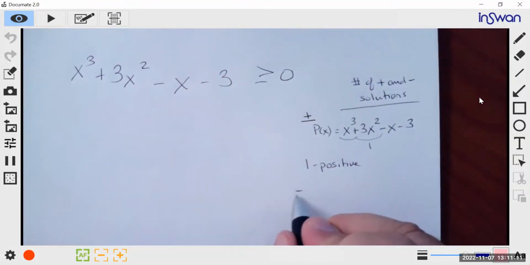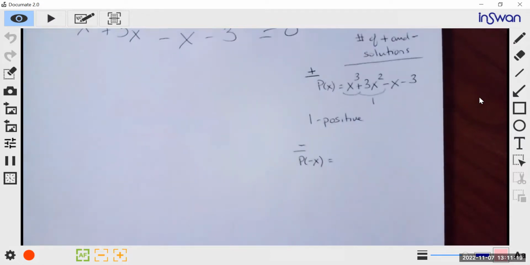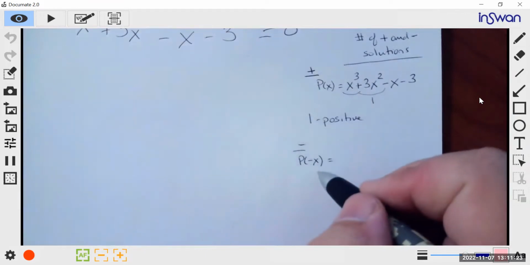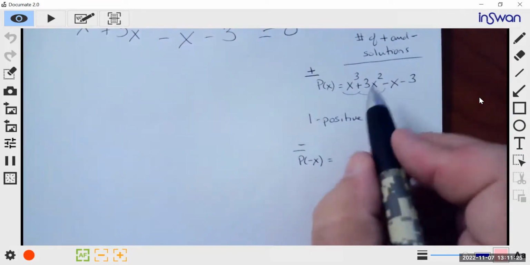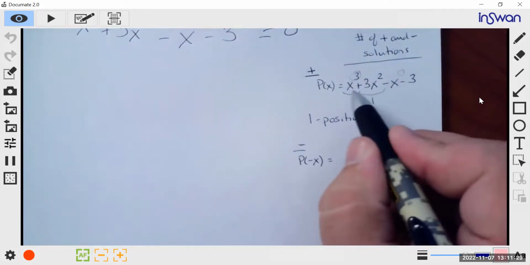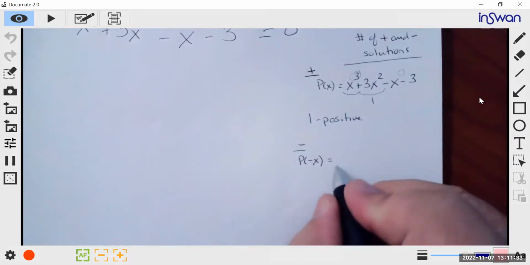How do we find the negative solutions? You change x to negative x. So what you really do is, if it has an odd exponent, change the sign in front of it. That's all it's telling you to do.